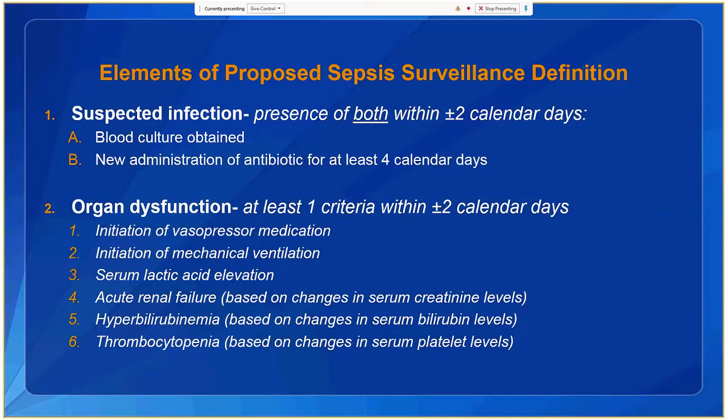Organ dysfunction is defined as having at least one of the following criteria: either the initiation of a vasopressor medication, the initiation of mechanical ventilation, elevations in serum lactic acid level, acute renal failure, which is based on changes in serum creatinine levels, hyperbilirubinemia, which is based on changes in serum bilirubin, and thrombocytopenia based on changes in serum platelet levels.